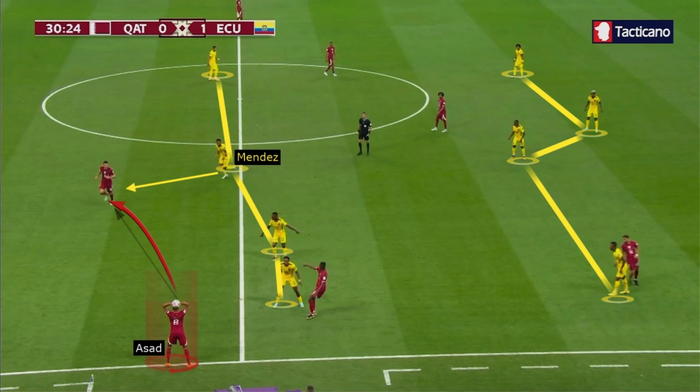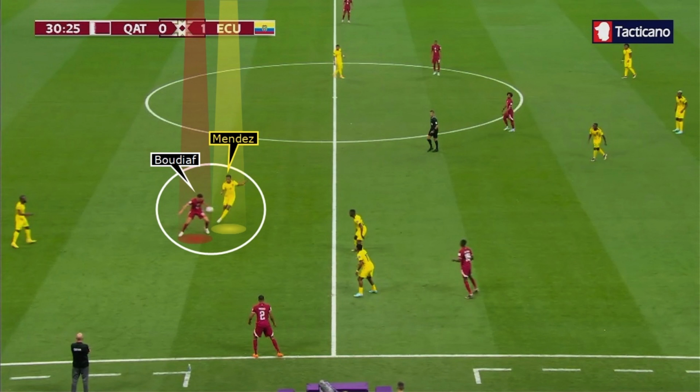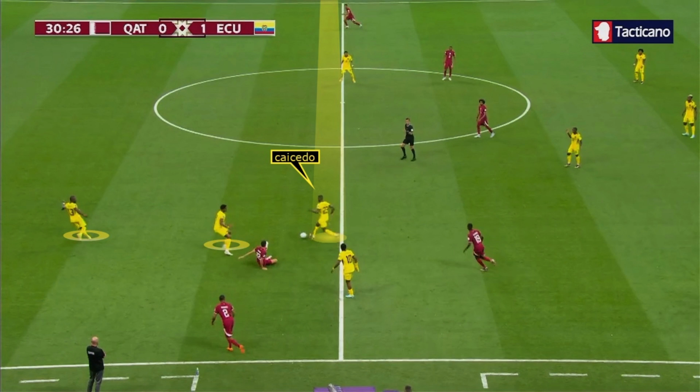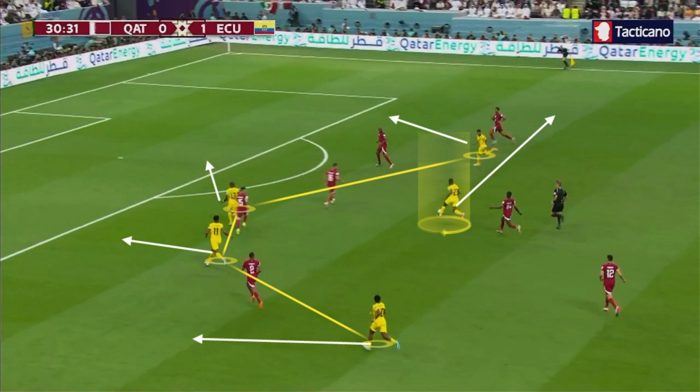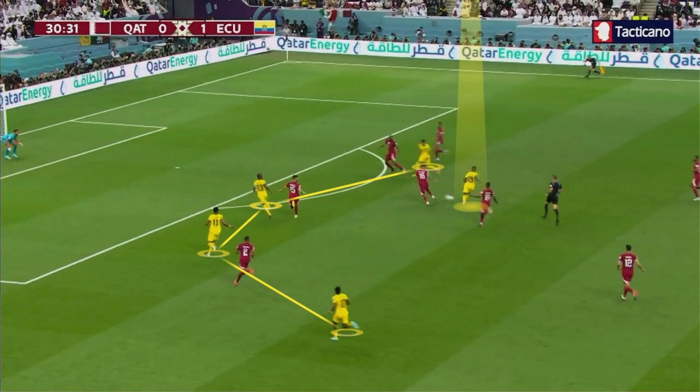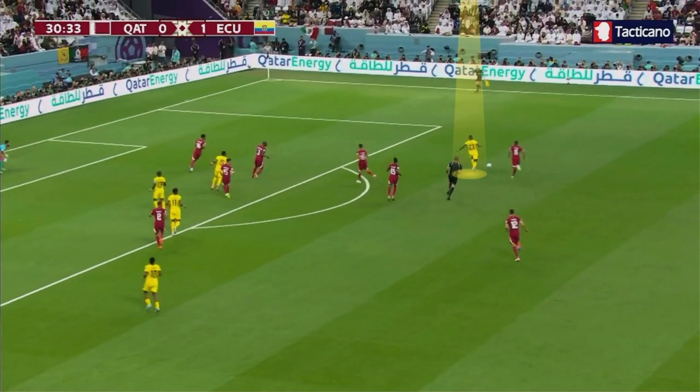Second goal, Ecuador defense 4-4-2. Mendes presses hard on Boudiaf. The ball goes to Caicedo. He advances with it until he reaches the last third. He passes to Plata, but the ball hits the defender and comes to him again.